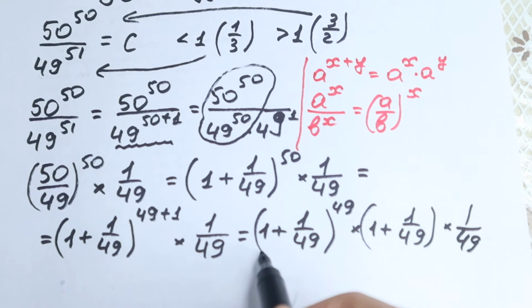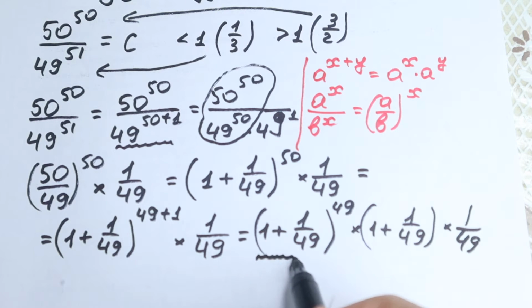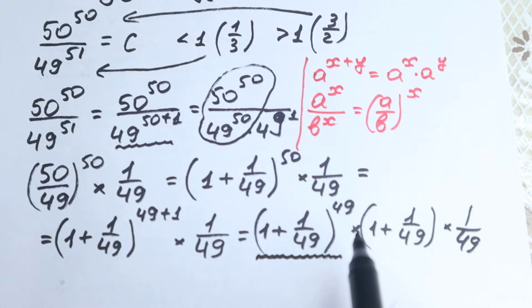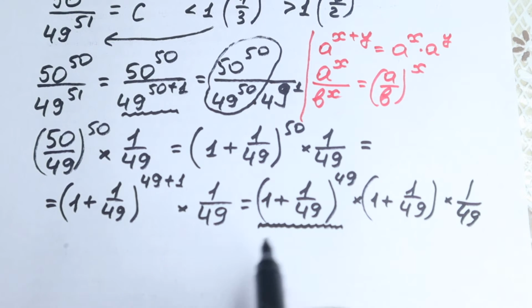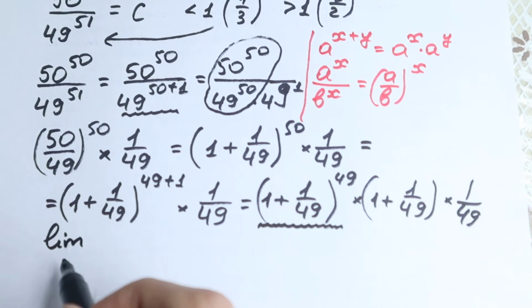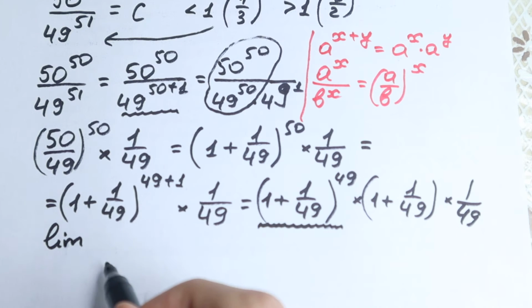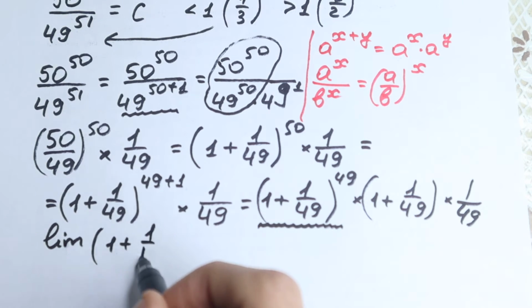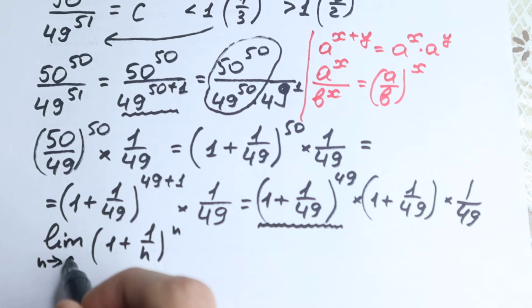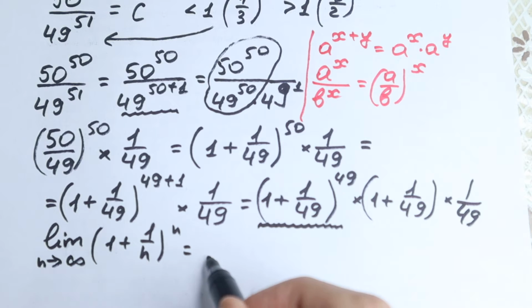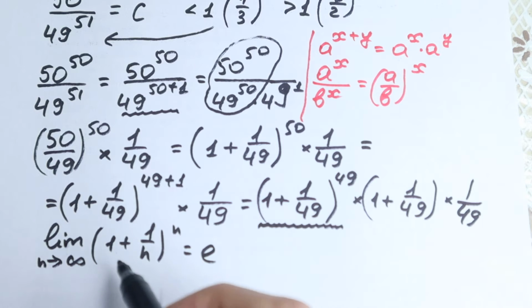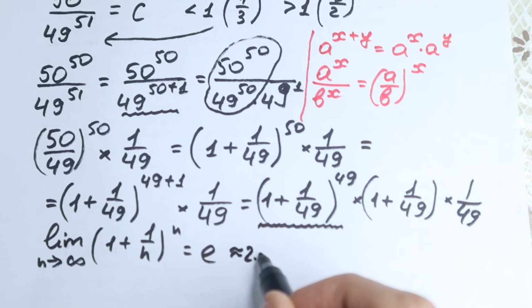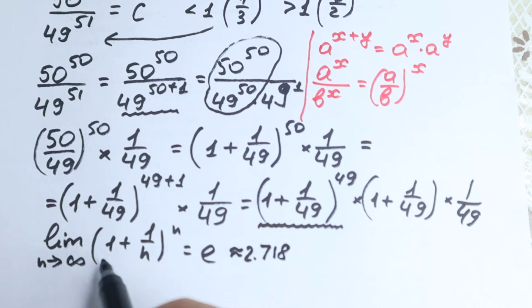Take a look closely. Right here we have a complicated expression. At first sight, we cannot say any information about 1 plus 1 over 49 to the power 49. But if you know a little bit about limits, imagine instead of 49 we write a general case: 1 plus 1 over n to the power n, and n goes to infinity. In terms of limit, this expression gives us e. So this is the limit value of this expression, like the maximum value of this expression. So e is equal to 2.718, and this is the same expression as right here.